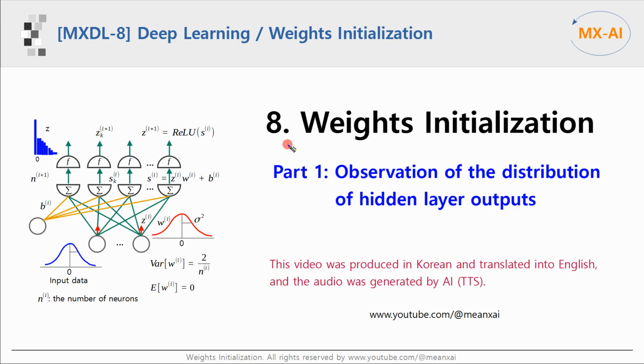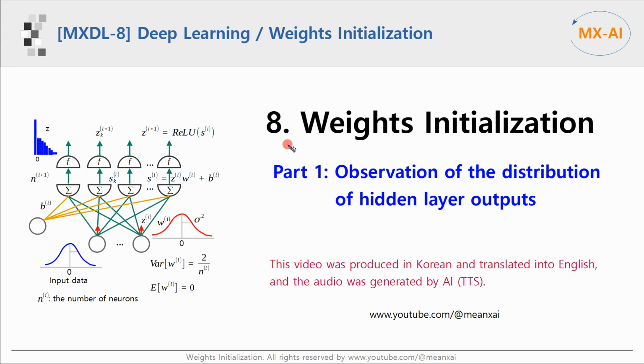In the next 3 videos, we will look at the 8th topic in deep learning, weights initialization. The weights are typically randomly drawn from a normal distribution with zero mean and sigma squared variance, or from a uniform distribution.